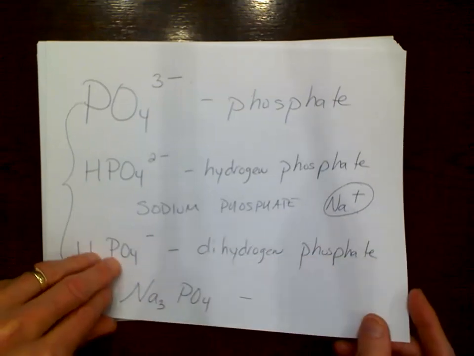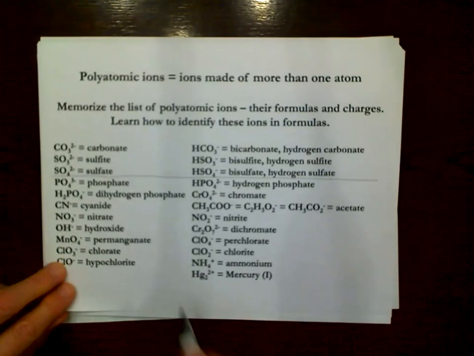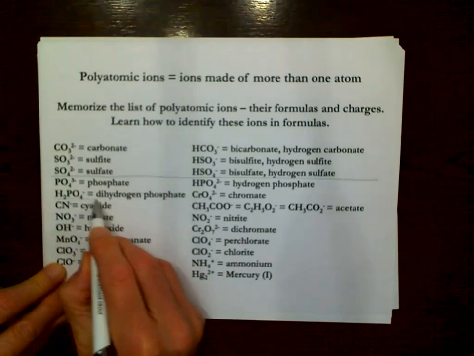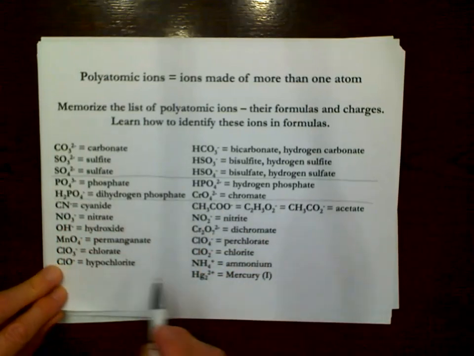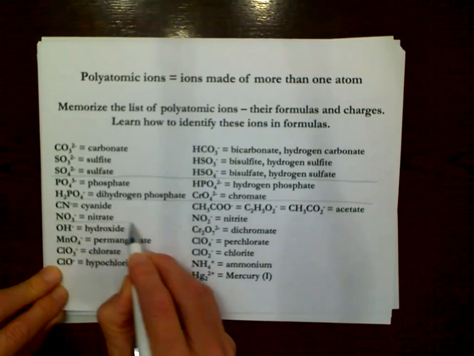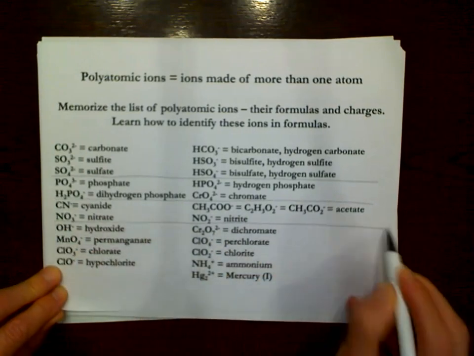Okay, let's talk about the next group of ions in our list of polyatomic ions. So to this point, what have we talked about? We've talked about these 3 here. I'm going to skip chromate. That's just one you ought to know about. Let's look at this pair here, nitrate and nitrite.